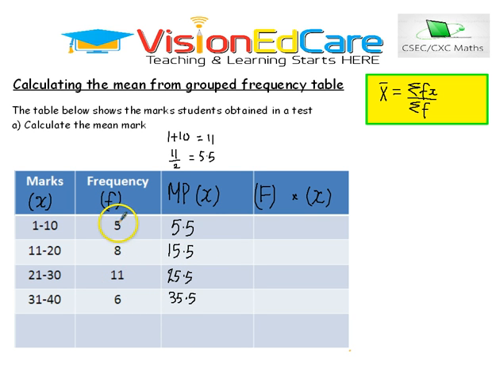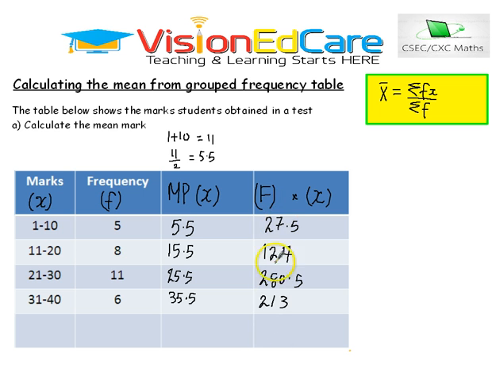So in this case, 5 times 5.5 there gives us 27.5. And 8 times 15.5 there gives us 124. And 11 times 25.5 gives us 280.5. And 6 times 35.5 gives us 213. So we have the group total here now.